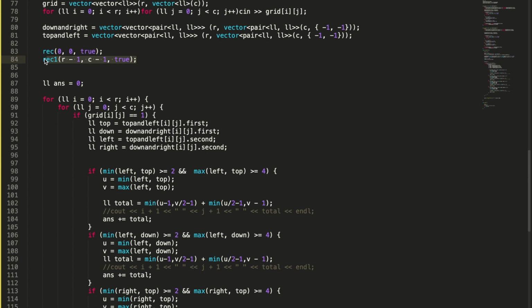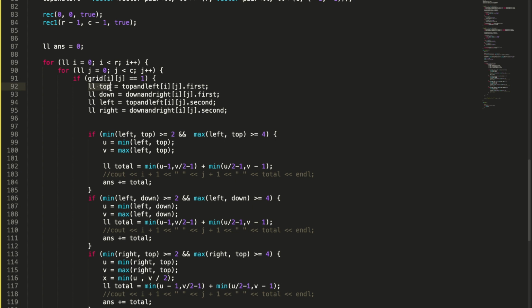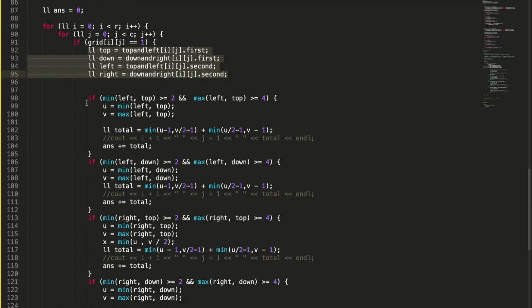values for consecutive ones in all the directions for each cell, then we iterate through each cell of that matrix, and if the value is 1, it means that it can be a shared cell in an L shape. And here we just store the values top, down, left and right from what we have calculated previously. And after that, here we will give a further check: if the minimum of left comma top is greater than or equal to 2 and the maximum value is greater than or equal to 4, then only we will enter this loop, then only we'll consider it for a valid L shape.